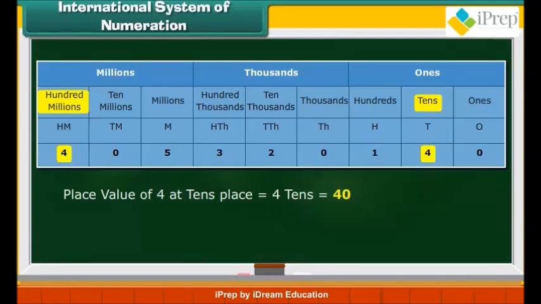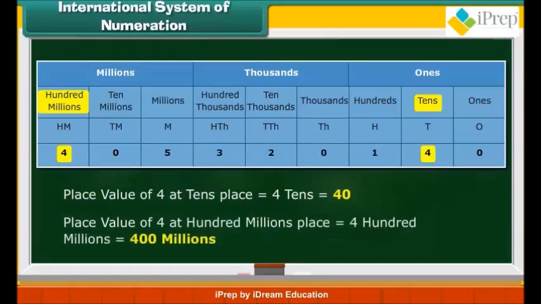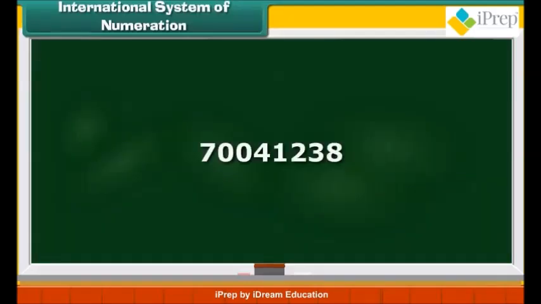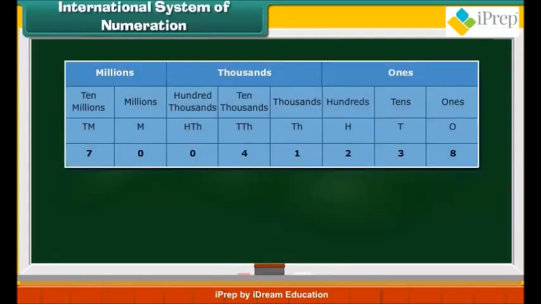But the place value of the 4 at the tens place is 4 tens, that is 40, and at the 100 millions place is 4 hundred millions, that is 400 millions. Now we read the number 405,320,140. Consider one more number, 70,041,238. Once again, we arrange it in the place value chart and then read it.